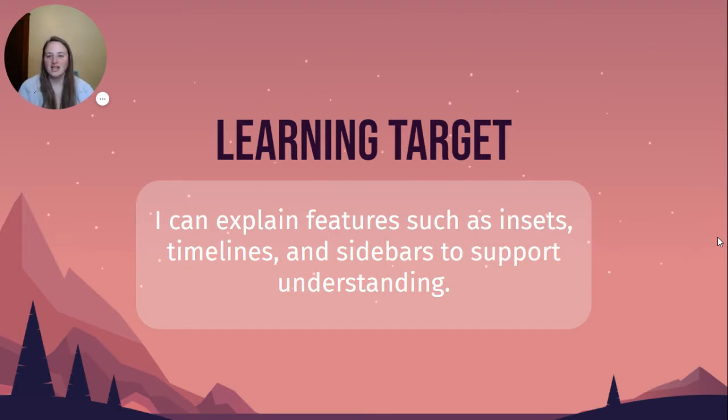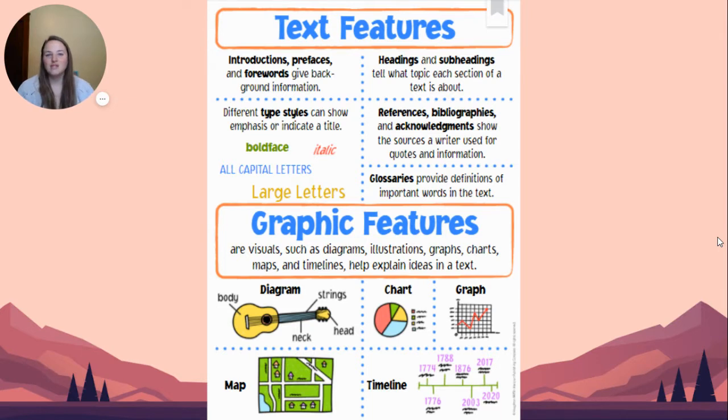Our learning target for today is I can explain features such as insets, timelines, and sidebars to support understanding. So that means we're going to really look at the text features that are included within our text. So when we're talking about text features, we're thinking about introductions, prefaces, forewords, headings, subheadings, which will tell us the topic of each section, references, bibliographies, and acknowledgments, glossaries, different type styles that they use in the text.